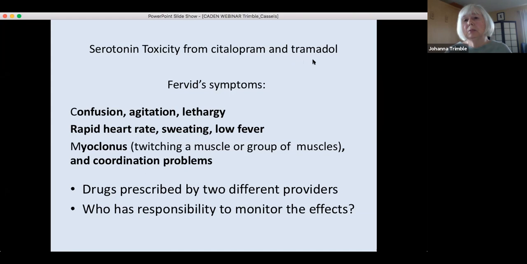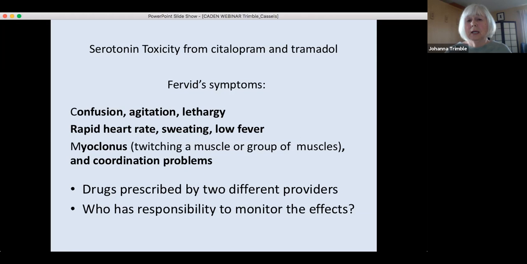and also affects serotonin. We saw these symptoms in Fervid: confusion, agitation, lethargy, rapid heart rate, sweating, low fever, and particularly what's called myoclonus, which is twitching of a muscle. We saw Fervid making this strange arm movement that made no sense to us. We'd never seen her do it before.